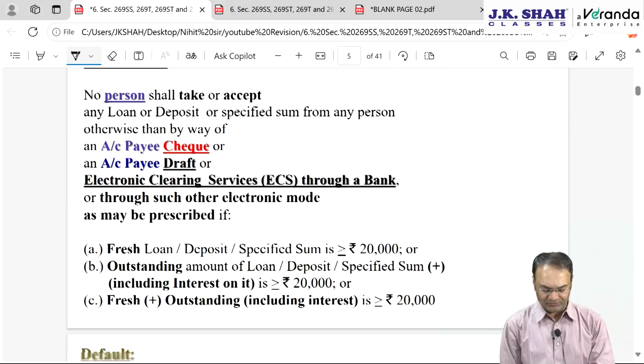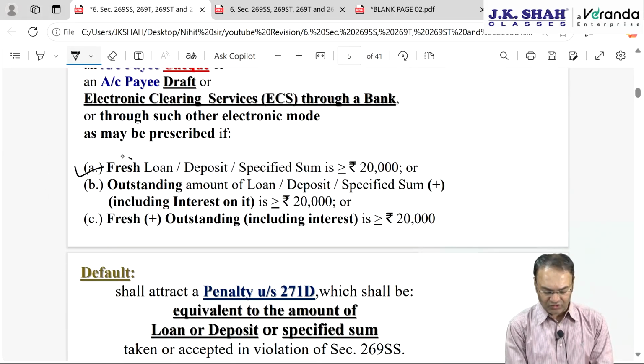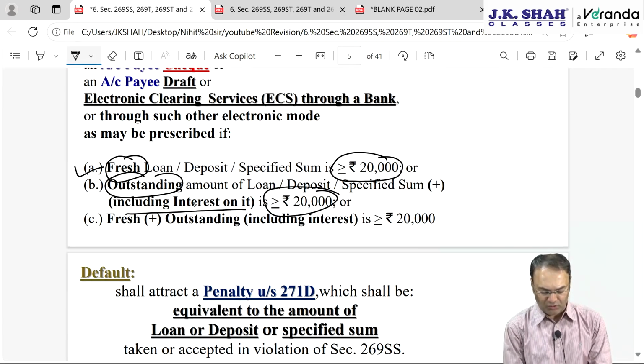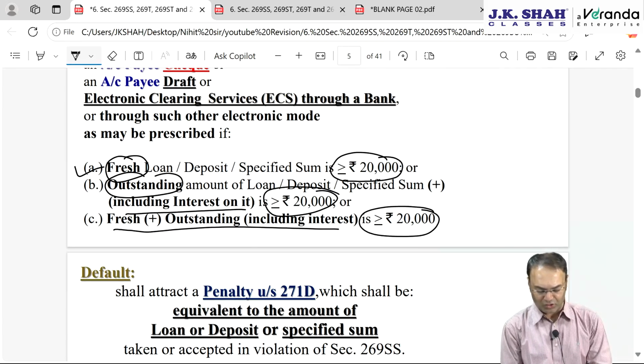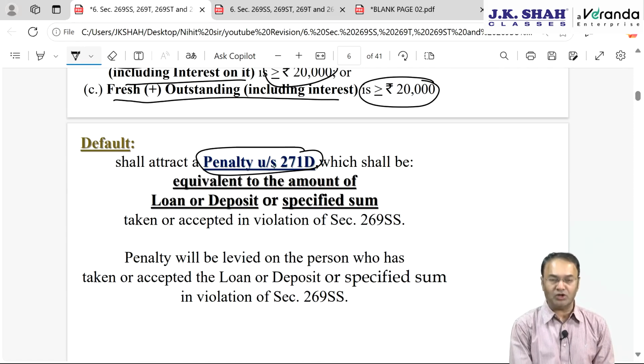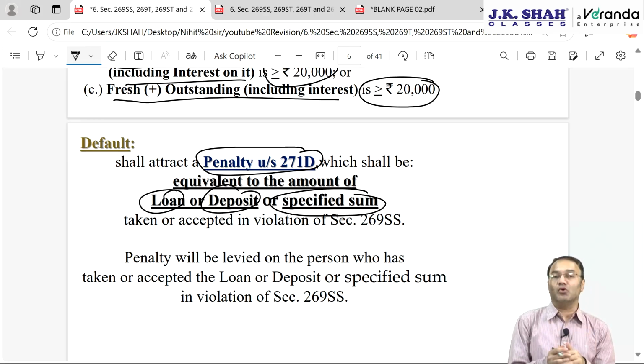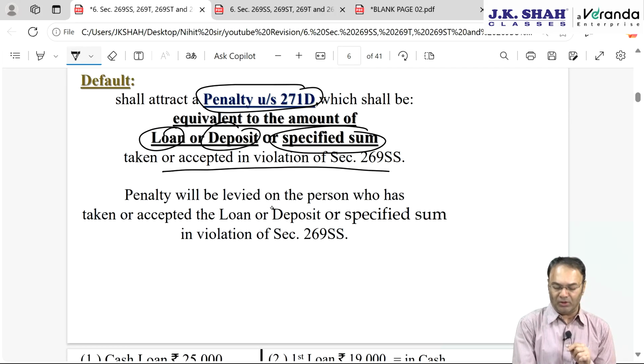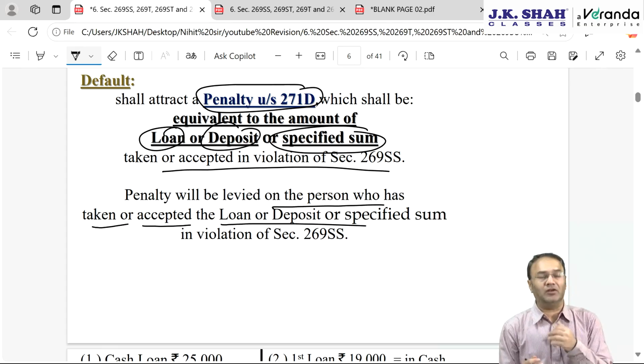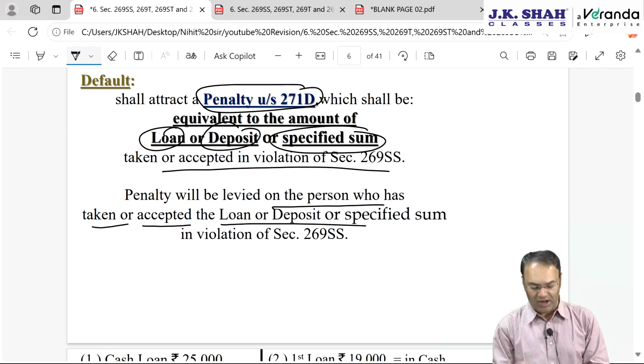In simple language, fresh amount is 20,000 or more, outstanding including interest is 20,000 or more, or fresh plus outstanding is 20,000 or more. Default will attract penalty under 271D, which will be equal to the entire amount of loan, deposit or specified sum because of which the section is violated. Penalty will be on the person who took or accepted the loan or deposit. If I take from you, penalty will be on me, not on you. Nothing will happen to you.